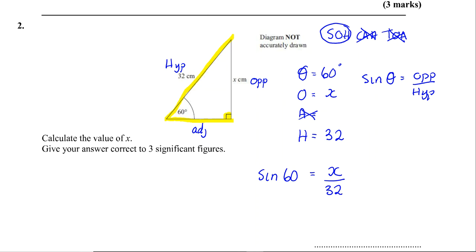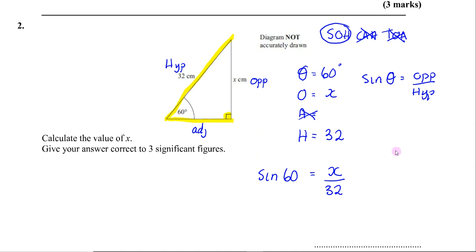I'm just going to go on. So what do we do? Can everyone look at this before Owen tells us the answer? Do you all know what you would do at this stage? So I've got x divided by 32 equals sine of 60. So Owen, what do we do?